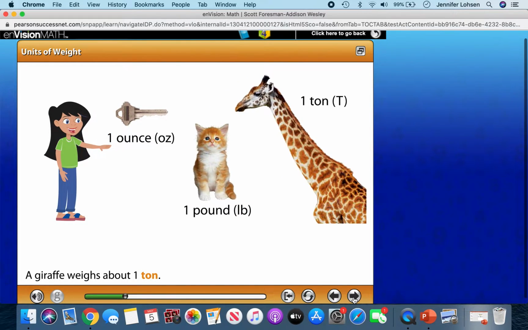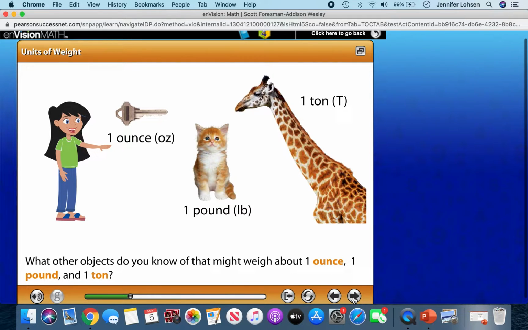A giraffe weighs about 1 ton. What other objects do you know of that might weigh about 1 ounce, 1 pound, and 1 ton?